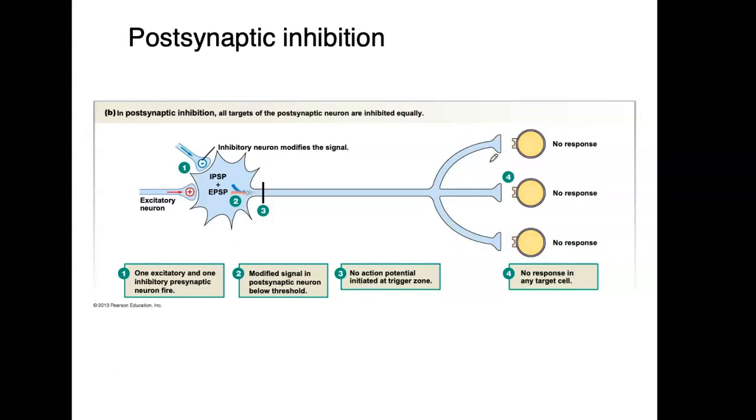Postsynaptic inhibition: all targets of the postsynaptic neuron are inhibited equally. So here, this is confusing because it looks red, but it doesn't mean that it's not stimulating it. It's a positive. And here it's a negative, not enough to reach threshold. None of these are going to respond because this was postsynaptic inhibition.